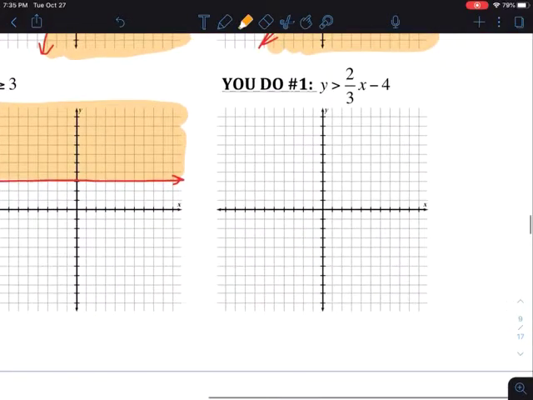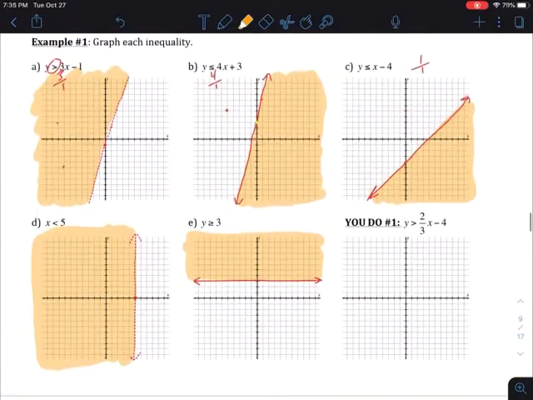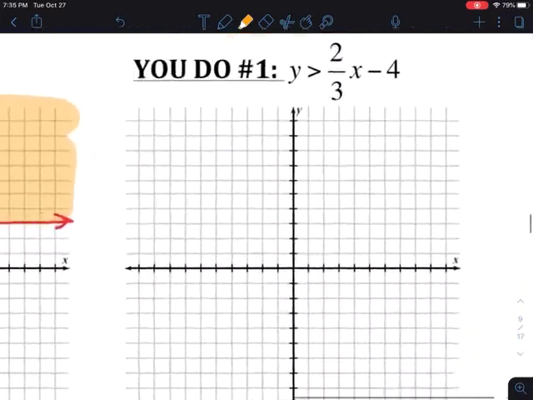Okay, you do number 1. You're going to pause it here, and I want you to take a minute or two and try this in your packet. Now this guy is going to be more like A, B, and C above, because as you notice, it is in slope-intercept form, y equals mx plus b. So pause and try it out now.